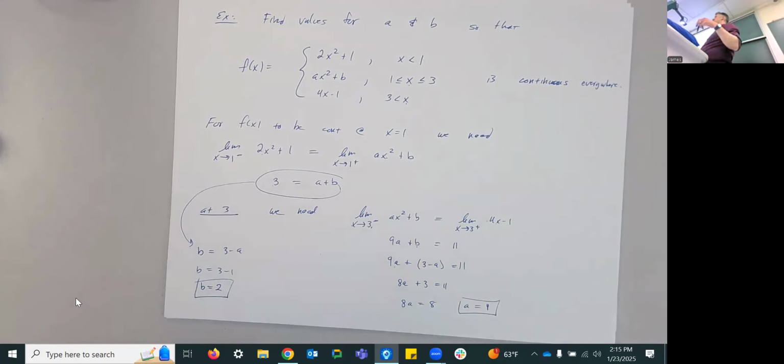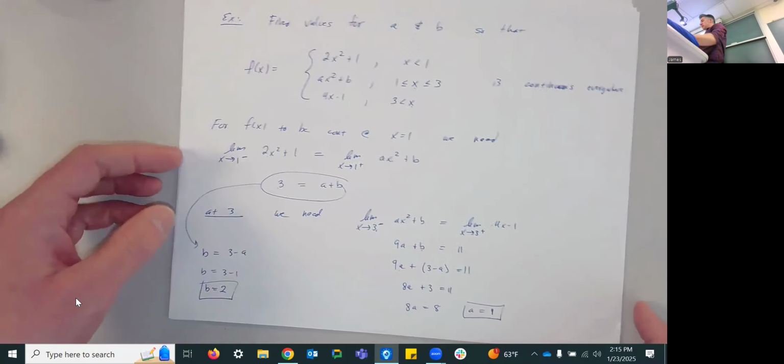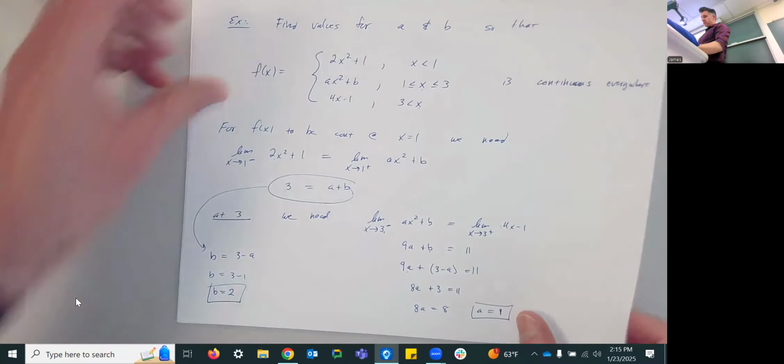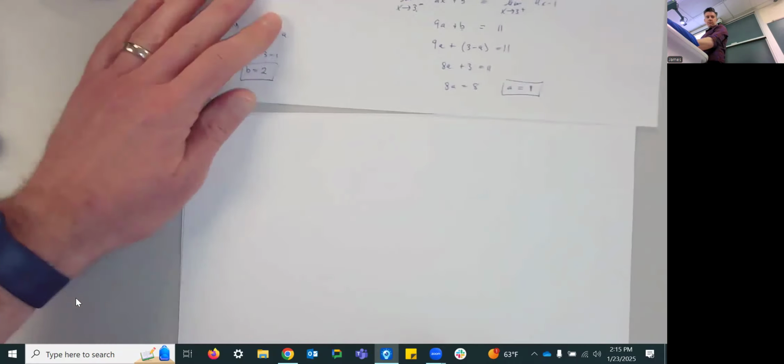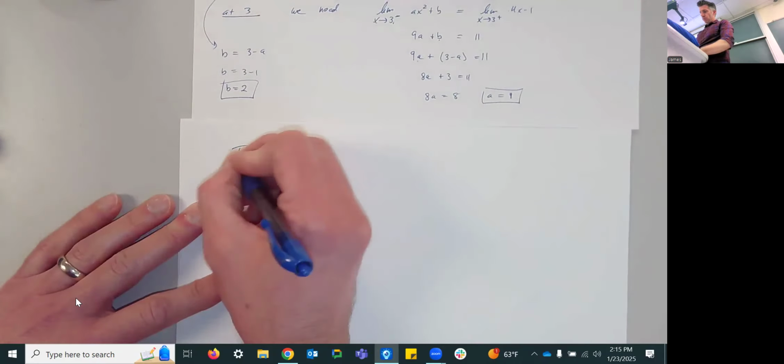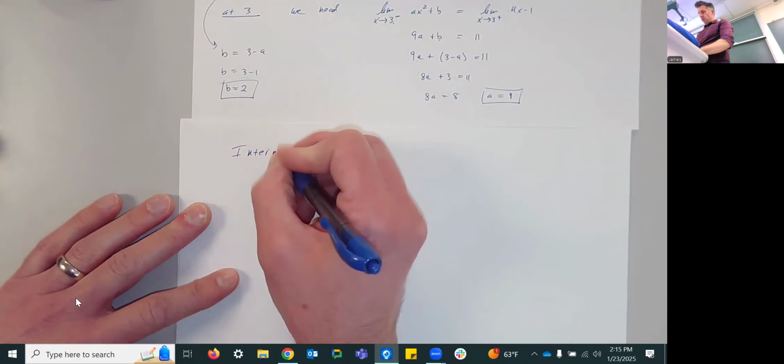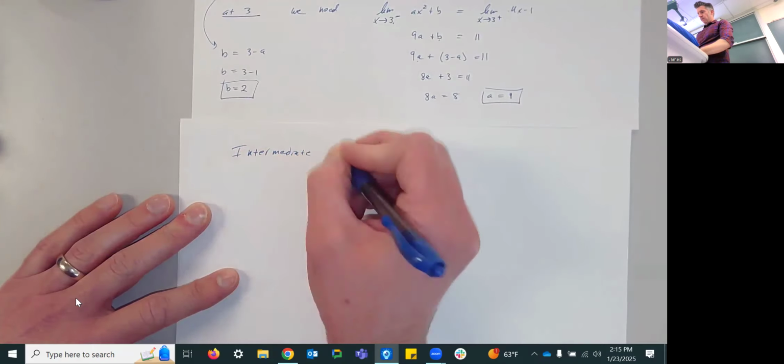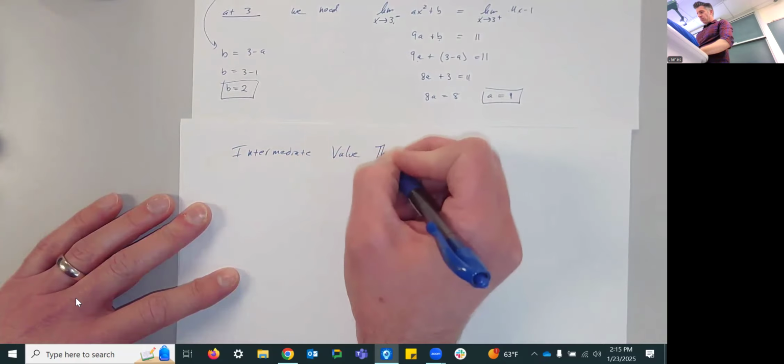So usually continuity questions kind of come up in one of these 2 ways. The other thing we should mention that goes along with continuity is the intermediate value theorem, often abbreviated as the IVT. Intermediate value theorem.